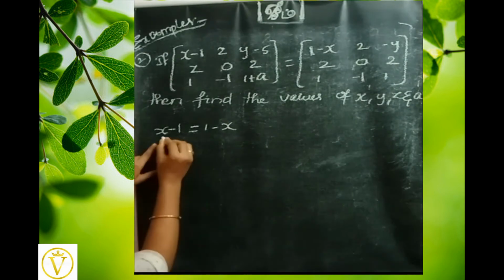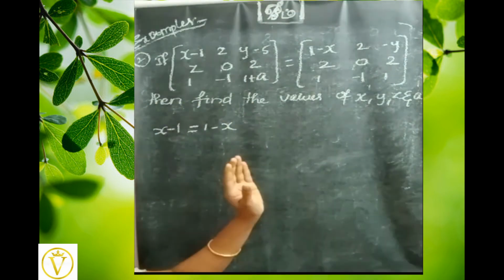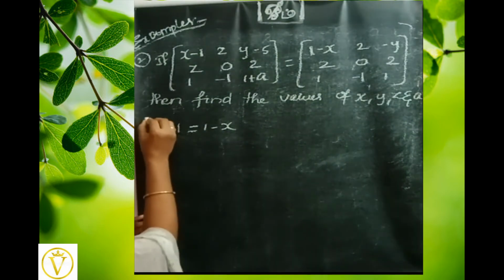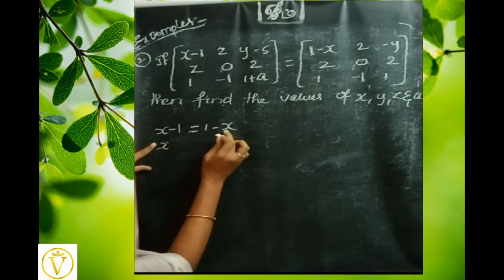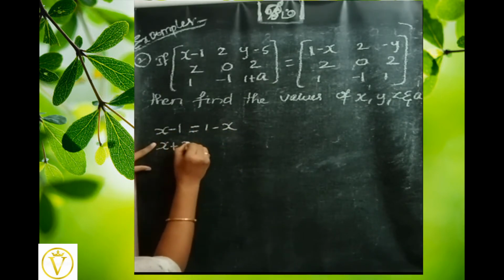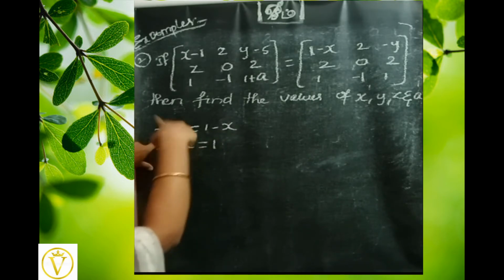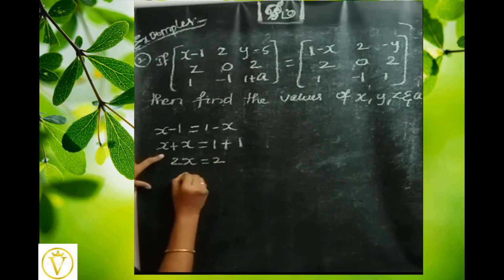They didn't ask for the matrix. They only asked for x, y, a. First we have to equate. So this x will go to that side, meaning plus x, and 1 goes to that side, so 2x equals 2. Here x equals 1.